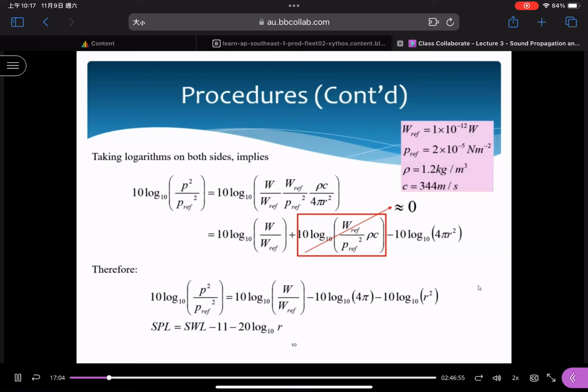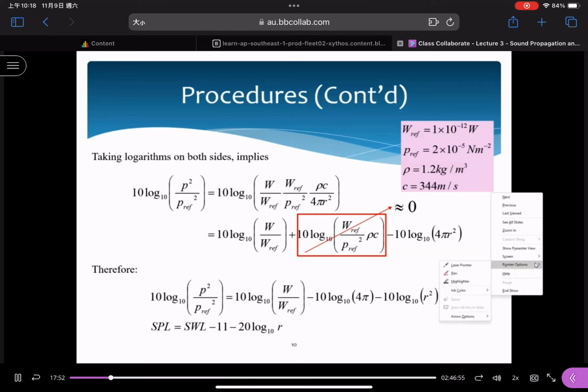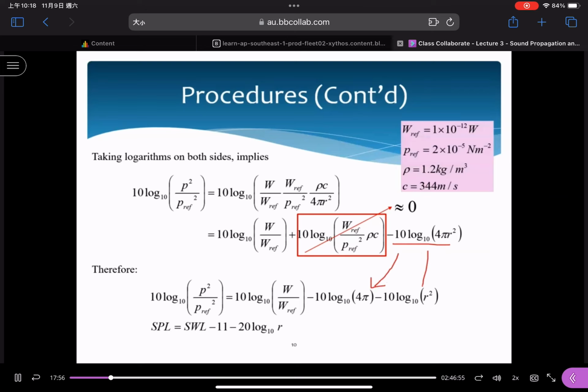When you refer to this one, why do I say this is equal to 0? Because when you substitute the reference level for power, pressure, the density of air, and the speed of sound into this term, it is about equal to 0. When you refer to some reference books, they also cater for this point. This term is about 0.3 something, very small. You can ignore this term in our study, so when you ignore the second term in these equations, we just have the first one and the last one and write it into this one. You can see that this one we can also split into this one and this one.